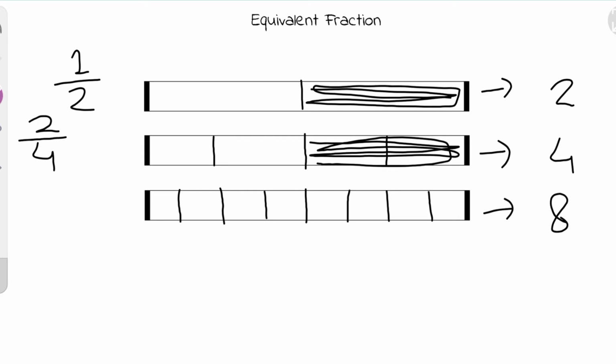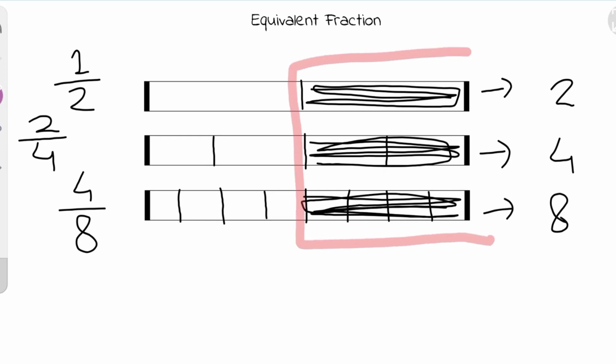And in the third rectangle, if I shade 4 parts, how much fraction have I shaded? I have shaded 4 by 8 fractions. But if you notice, the rectangles have the same amount of shaded parts. Every rectangle has approximately half of its part shaded.